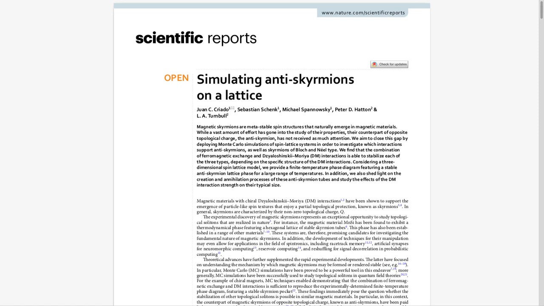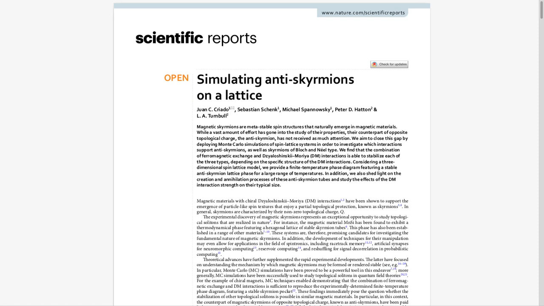D2D symmetry creates the perfect house of cards environment for those anti-skyrmions to form. So it's like this specific crystal structure provides the ideal scaffolding for those magnetic whirlpools to do their thing. Exactly. It all comes down to that DM interaction we talked about earlier. The paper suggests that in materials with D2D symmetry, the DM interaction has just the right strength to allow those anti-skyrmions to form that stable lattice structure.